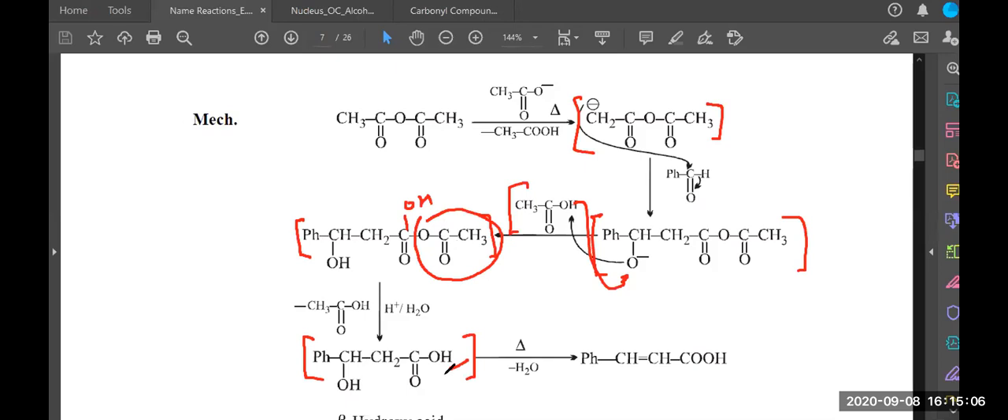Now, when you give heat, what will happen? This OH and this H will be removed and we will have a double bond, same as aldol condensation. Yes, dehydration. This is a normal reaction now. It is one of the methods to prepare alkene, if you remember. So we will get this. This is also called cinnamic acid.